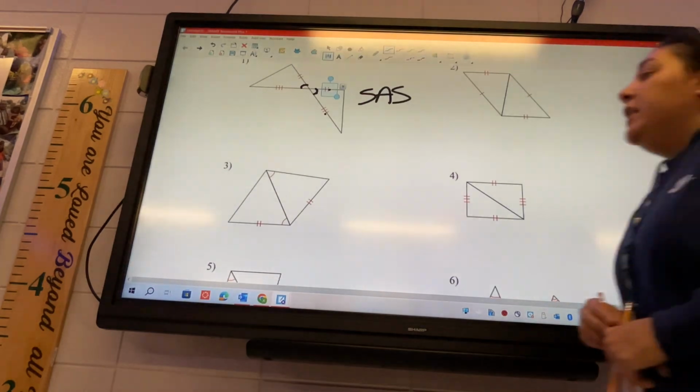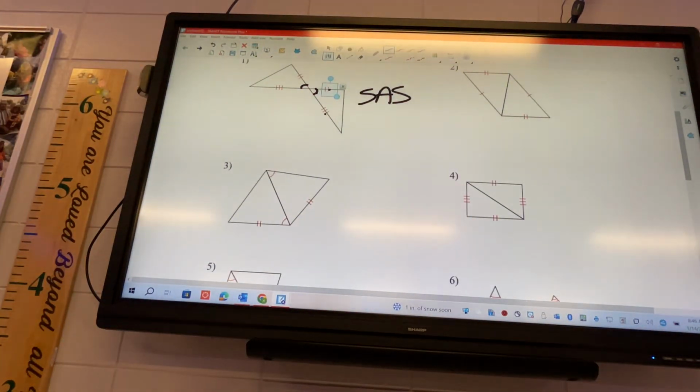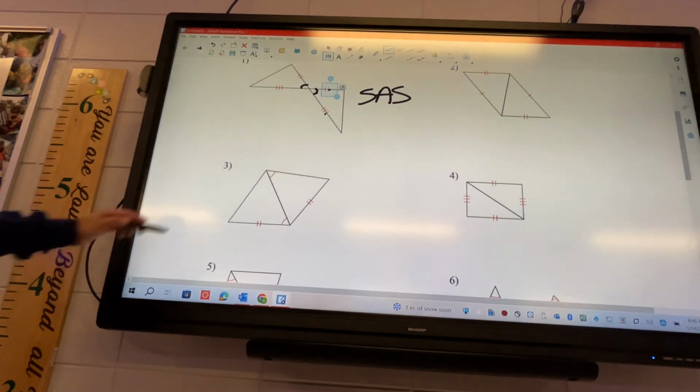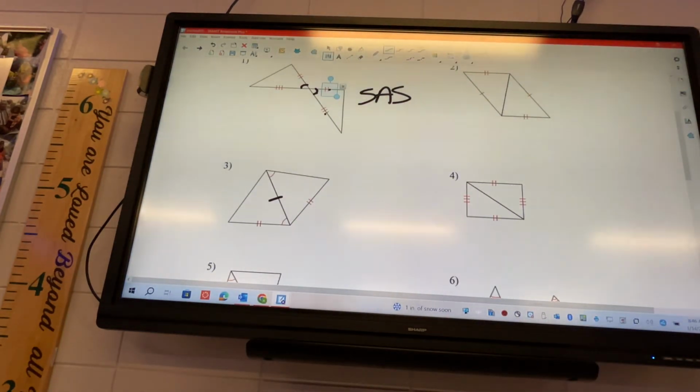Okay, number 3, are those triangles touching? Yes, so we can mark an angle or a side? Side. We're going to mark the side in the middle. Okay? And then what is this? Side.